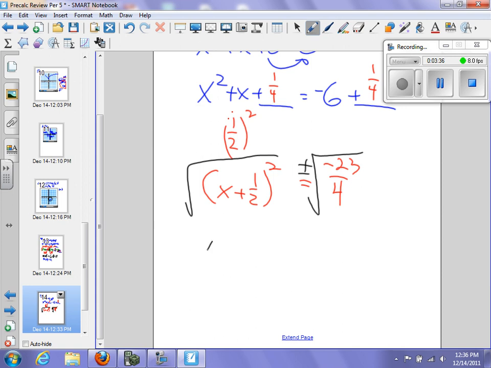So that's going to leave me with x plus 1/2 on this side. And on this side, it's going to be plus or minus, and I'm going to write this out, the square root of negative 23 over the square root of 4. Because you can see why I'm doing that: I want to change the square root of 4 to 2. So I just figured I'd write it like that right now so I could see that very easily.